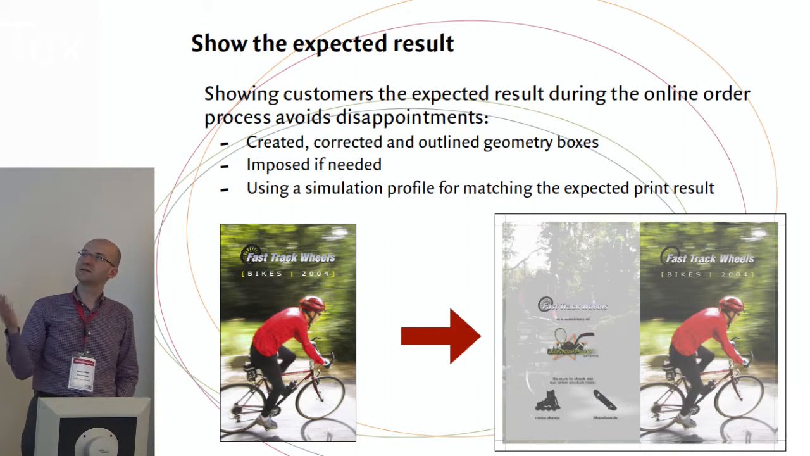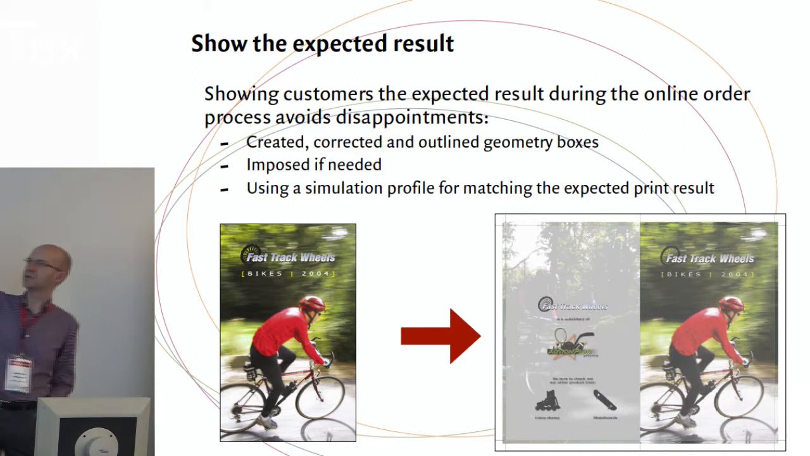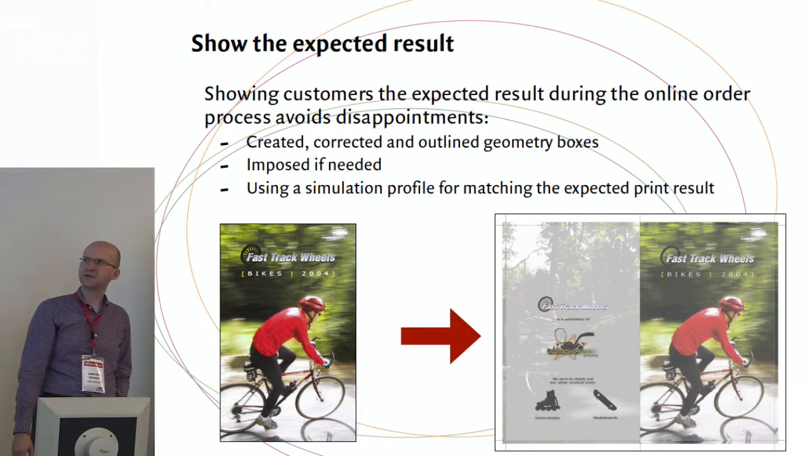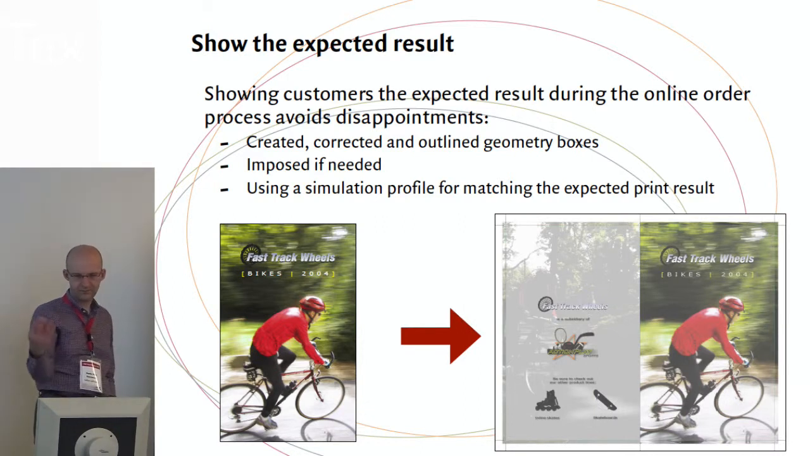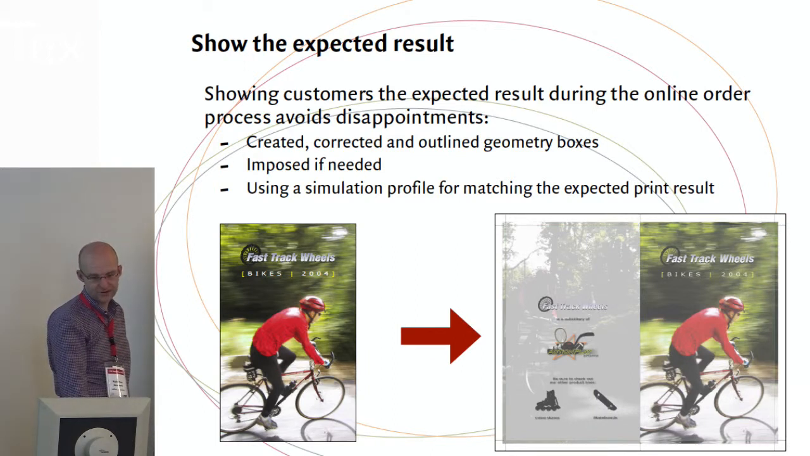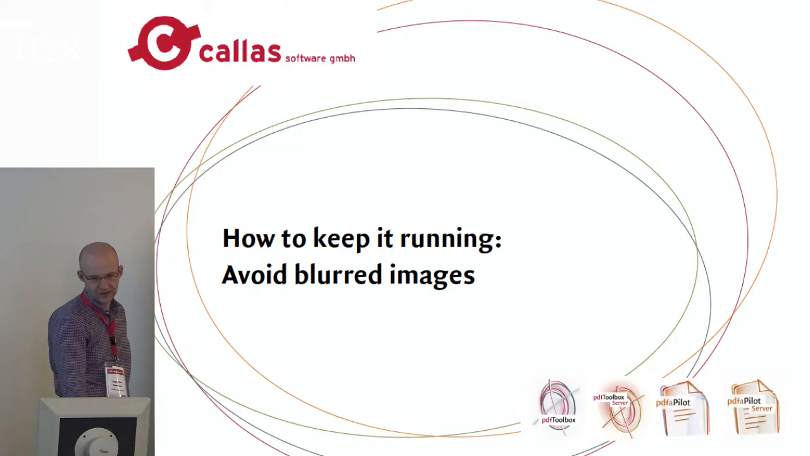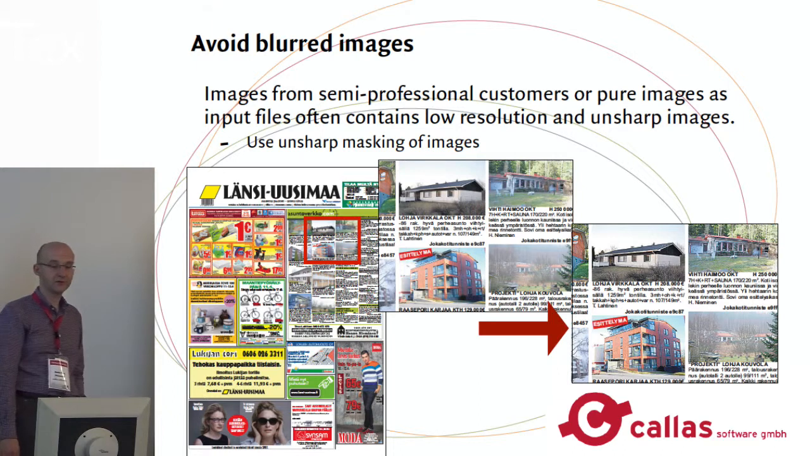The created, corrected, and altered geometry boxes, which hopefully you can see a little bit there, imposed if needed, and a simulation profile applied to the output, which is then shown in a web shop interface, so the customers see, okay, when I use maybe printing on newspaper paper, it loses a lot of its brilliance and so on, so that you can add there.